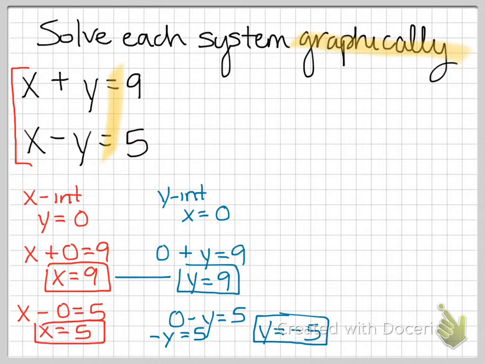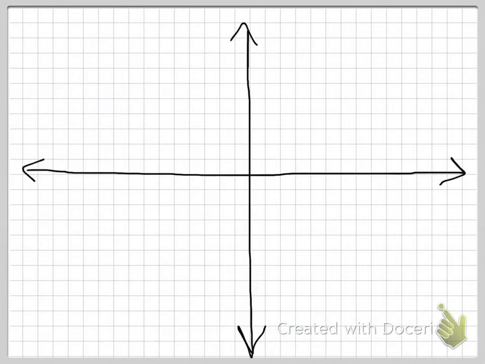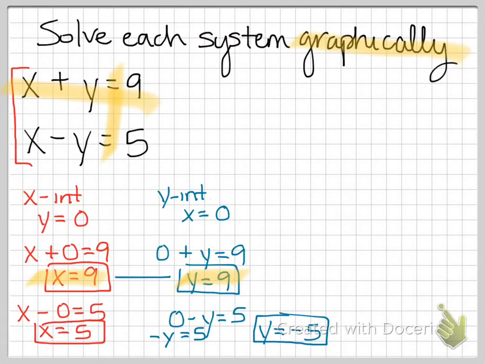Okay, so now I've got two sets of points that I can go graph for each equation. So the top equation, I have x equals 9 and y equals 9. So on the x-axis, we're going to put a dot at 9. On the y-axis, we're going to put a dot at 9. Okay, so x equals 9. That's 9. And on the y-axis, I almost did not have enough lines here. And that's 9. Okay, so then the other line has x equals 5 and y equals negative 5.